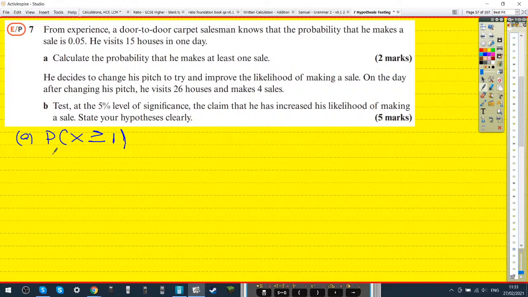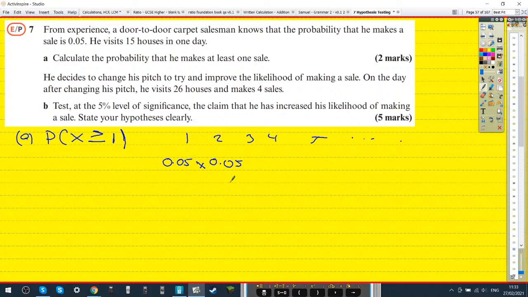Let's see. So this is binomial. He's got 15 houses. House 1, probability he makes a sale is 0.05. What's the probability he makes the sale at the first 2 houses? How do you get the overall probability? Would you add them? Multiply. Multiply, yeah.